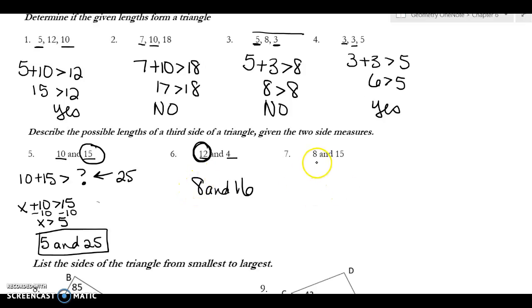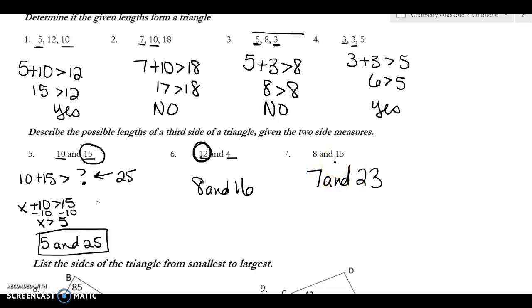All right, last one, same thing. We add them and we get 23. So together, these have to be bigger than 23. And then the last one is that they have to be between 7 and 23.